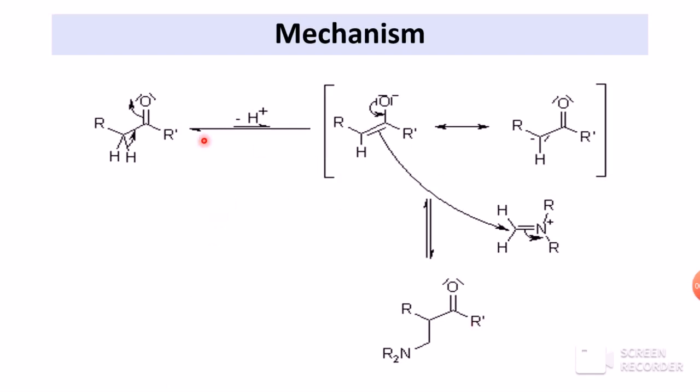Then the ketone with alpha hydrogen reacts with this imine, or Schiff base, and forms the final product, which is the beta amino ketone, the final product of the Mannich reaction. So remember, the product formed in the Mannich reaction is a beta amino ketone or beta amino carbonyl compound, and the intermediate formed in the Mannich reaction is a Schiff base or imine.